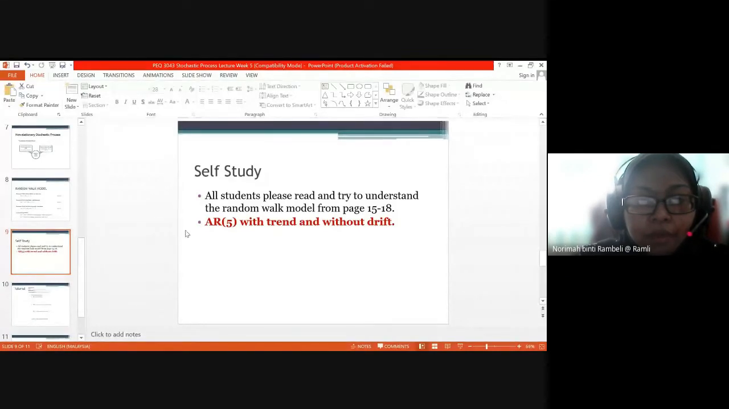Okay. Boleh faham tak? AR5 macam mana cara nak tulis? Can you imagine how to write AR5 with trend and without drift? Boleh tak siapa-siapa tulis then present? AR5 with trend and without drift. Tolong. Tulis dan present. Somebody. I just want to make sure that you understand what you need to write when I give you an equation. Hajar, can you write the equation?